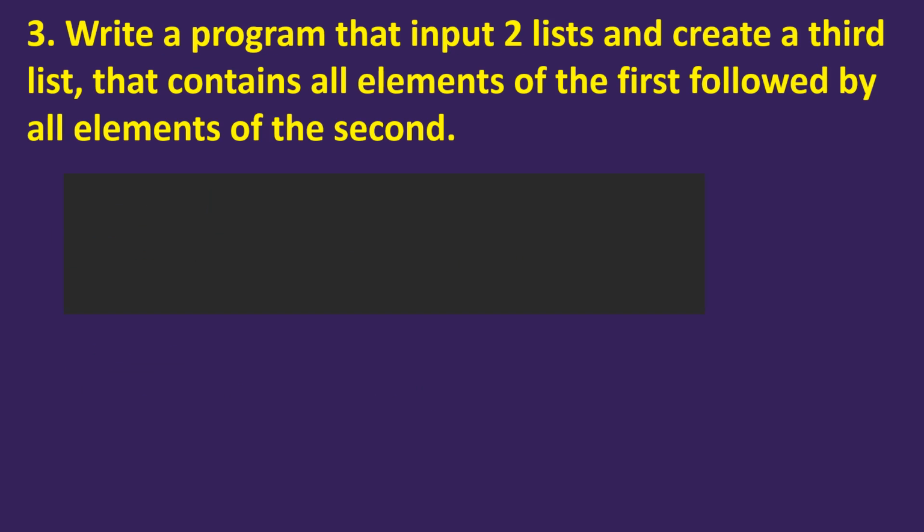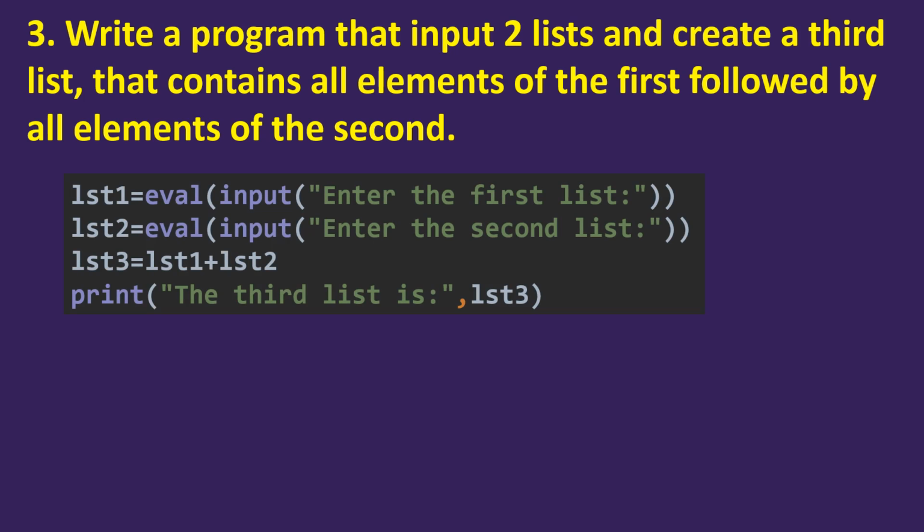Now write a program that inputs two lists and creates a third list that contains all elements of the first followed by all elements of the second. So you have to take two lists as input. Here you can use the eval function. While entering the values, you have to enter them within square brackets, so that it will be considered a list type object.